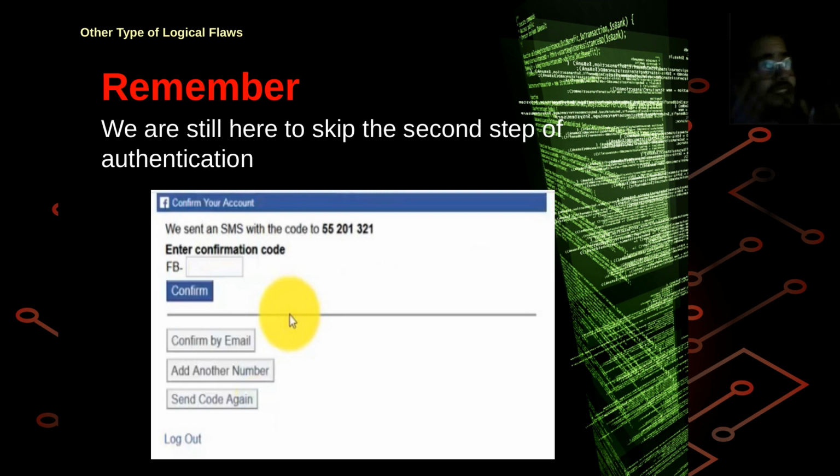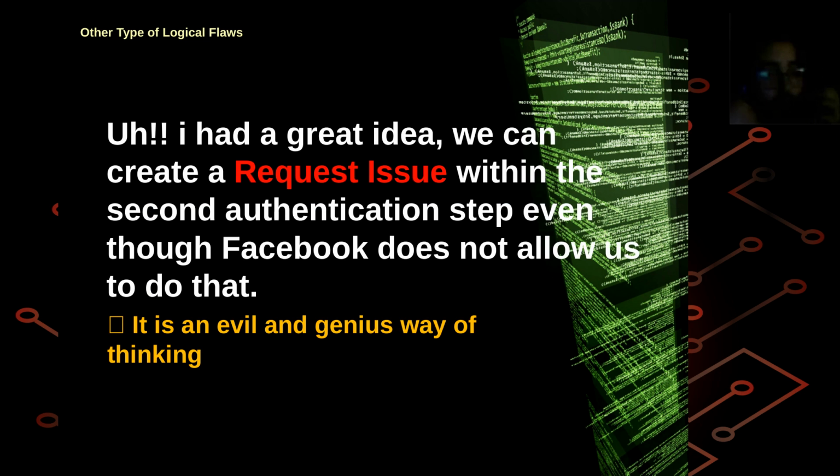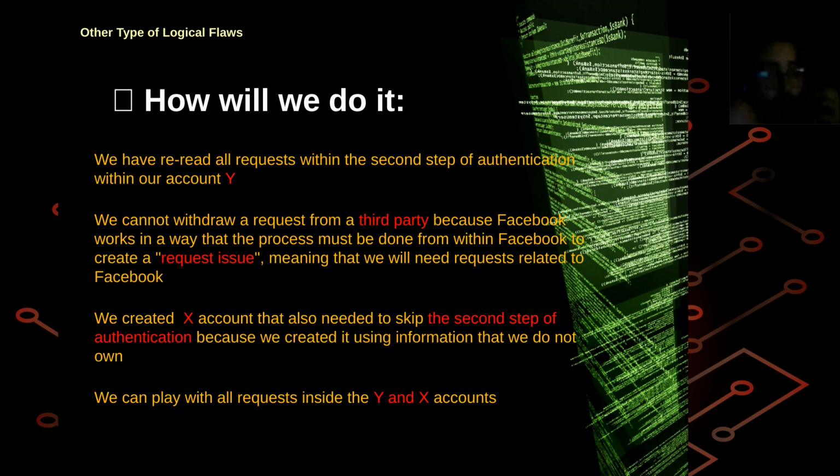So how will we skip this second step of authentication and open our account? With the information that does not open. So I got an idea: what if we can create a request issue within the second step of authentication, even though Facebook does not allow us? I think it is a novel and genius way of thinking. But how will we do it?